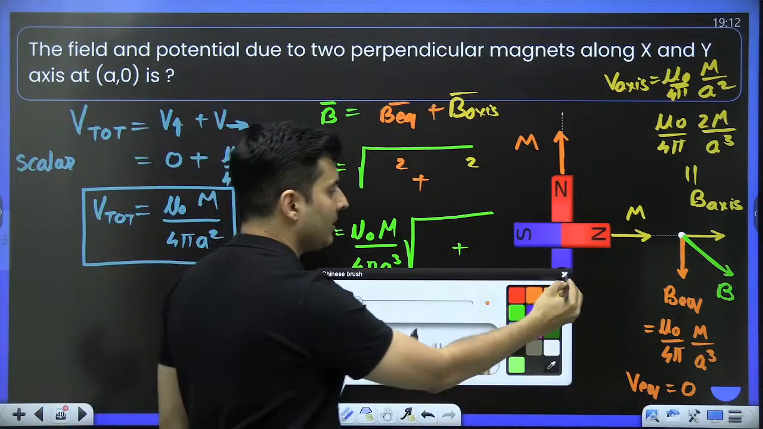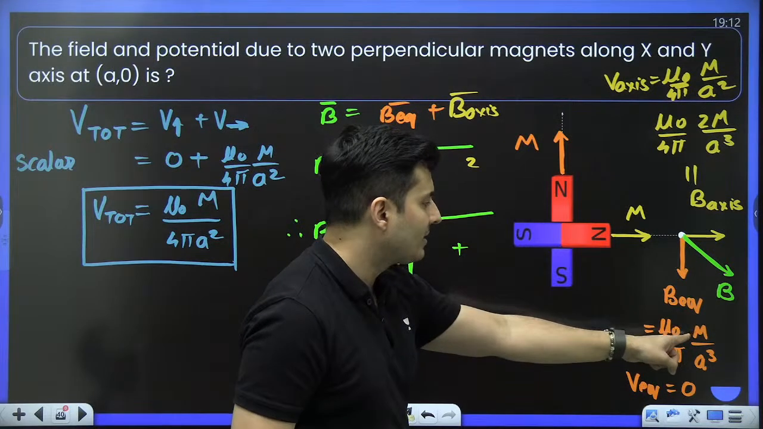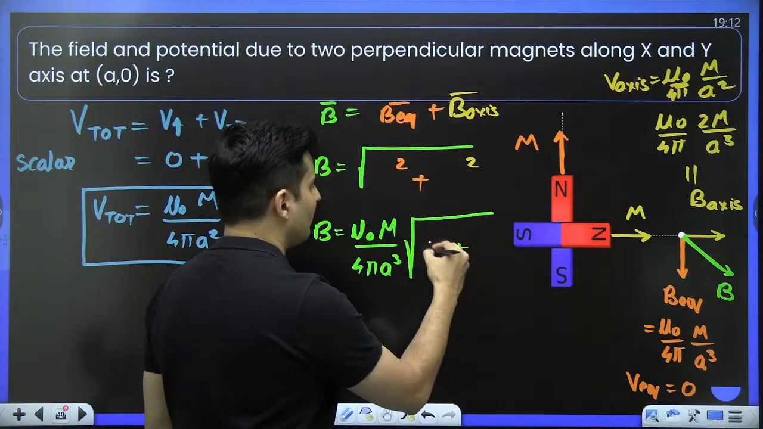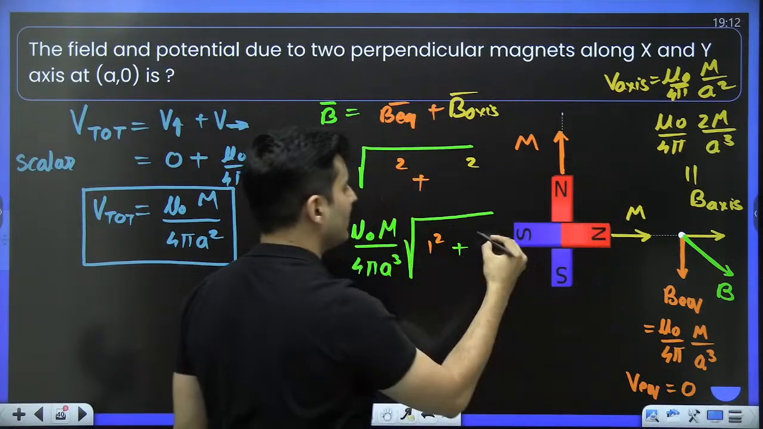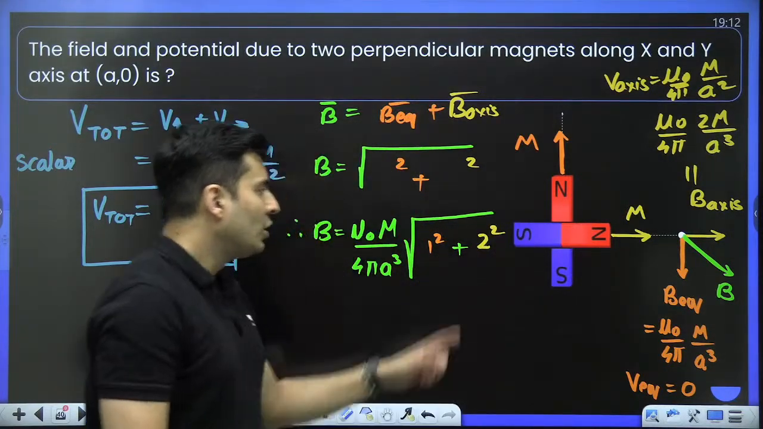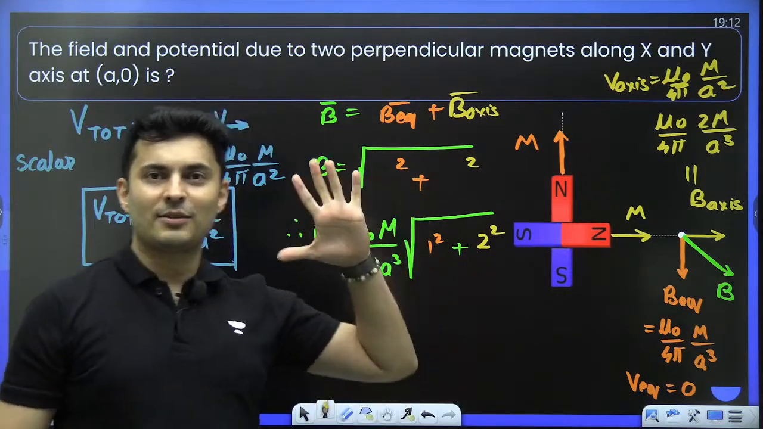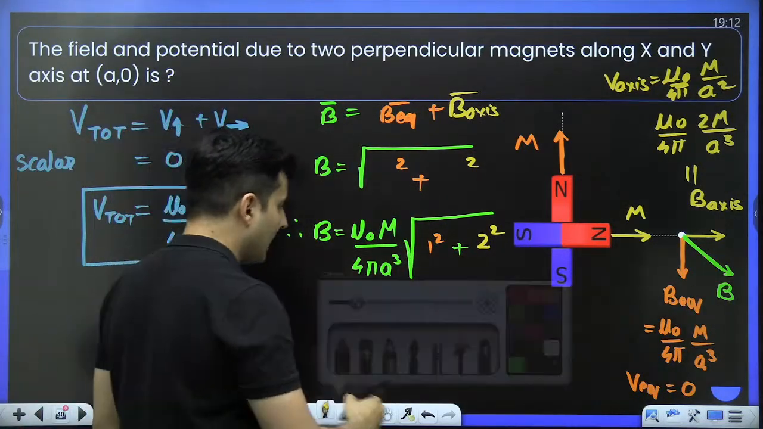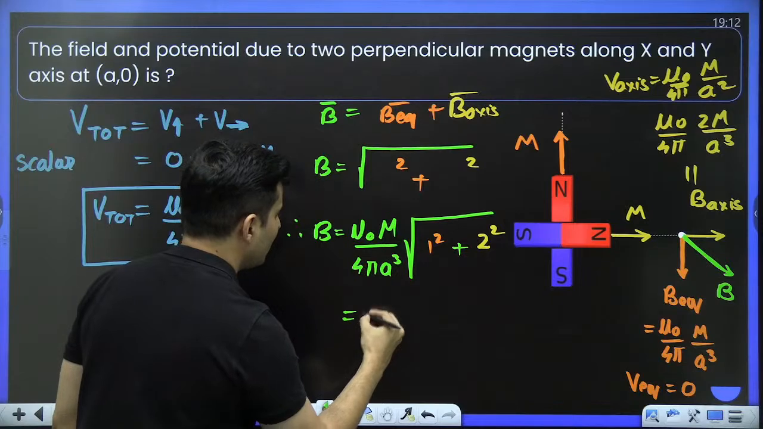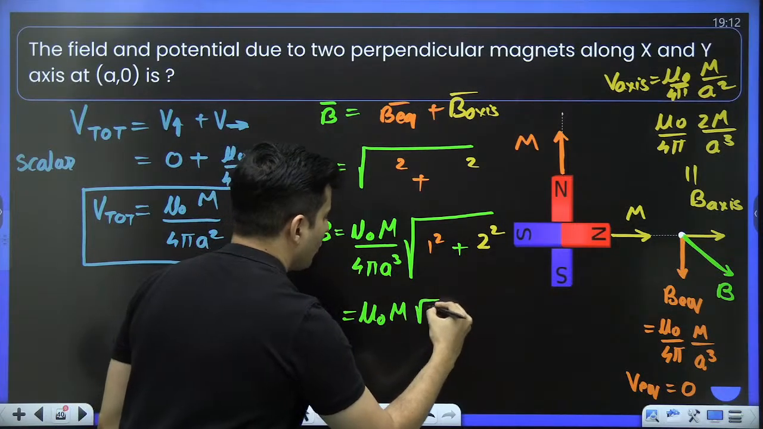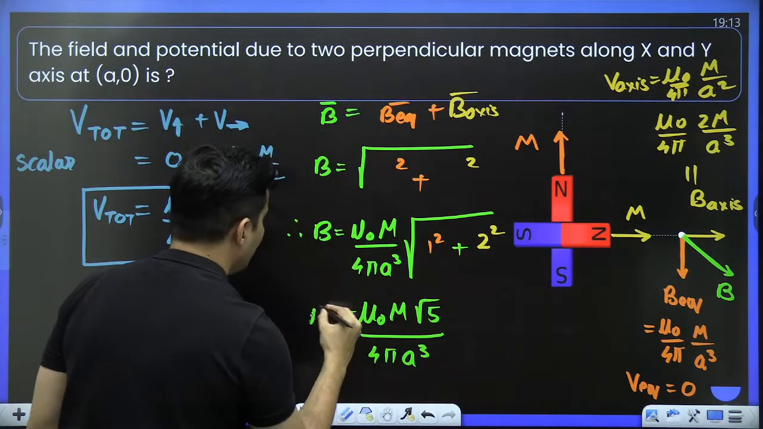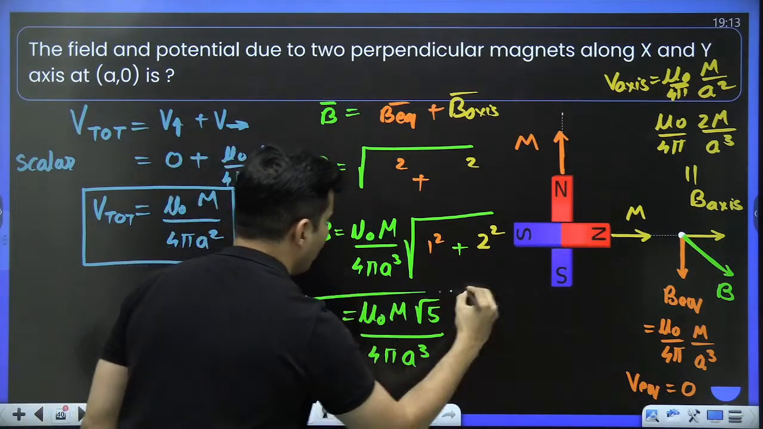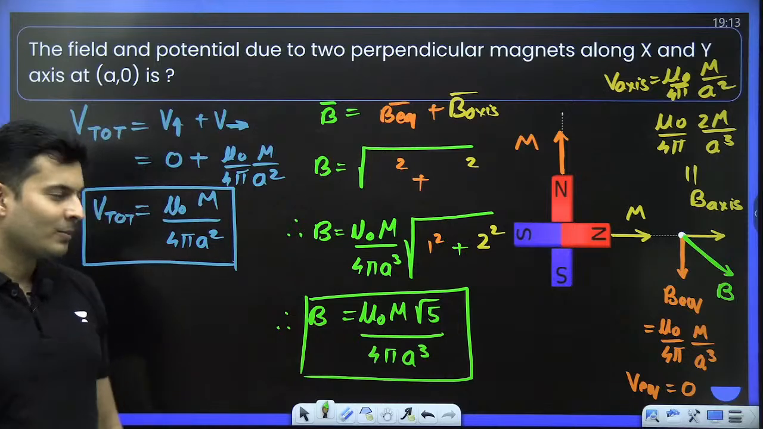What will remain is, this formula has only 1m, so this will have just 1 square. And this formula has 2m, that means this will have 2 square. 2 square is 4, 4 plus 1 is 5. Hence, inside you will have root of 5. So this will be mu naught m root 5 whole thing divided by 4 pi a cube. So that is the net magnetic field at that point.